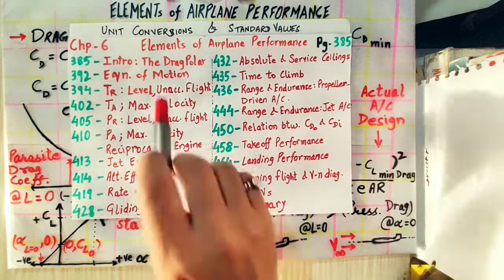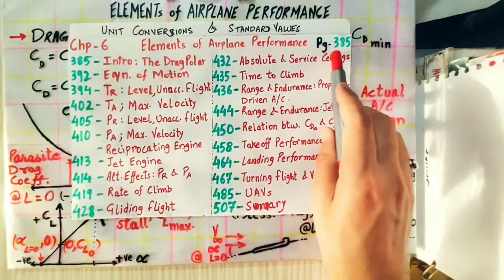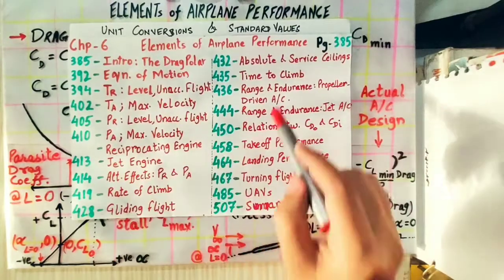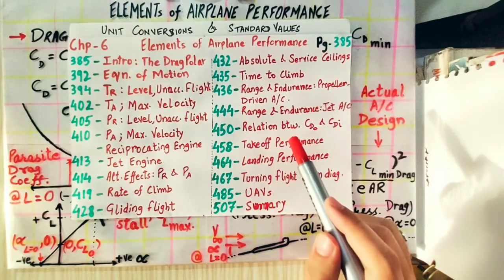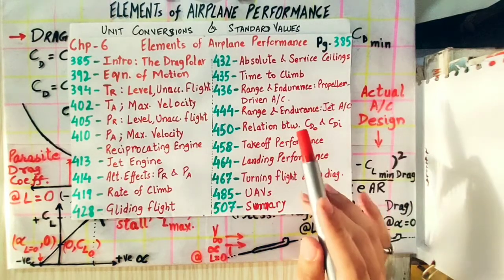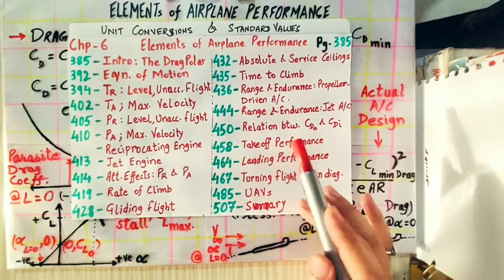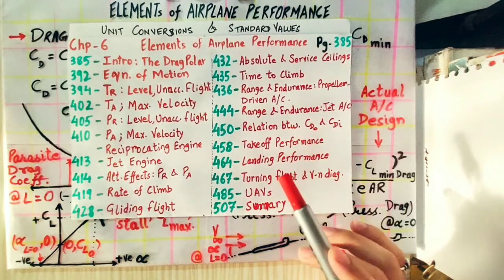Hola amigos, let's start with Elements of Airplane Performance, chapter 6 at page number 385, and these are the topics. Around 100 plus pages are here, and we have left around 7 topics from the book Introduction to Flight, which we are following by J.D. Anderson, 6th edition and Special Indian edition.